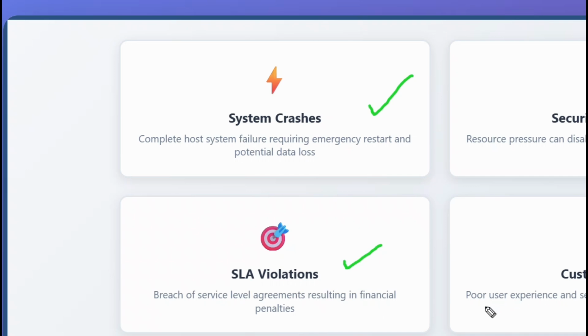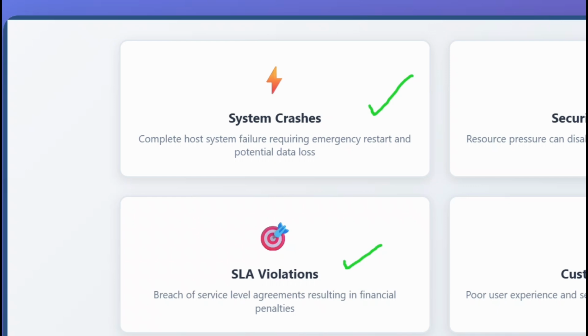And customer loss, like poor user experience and service reliability leading to customers losing trust for further engagements, right? So some negative reviews will come and long term brand damage also will happen.